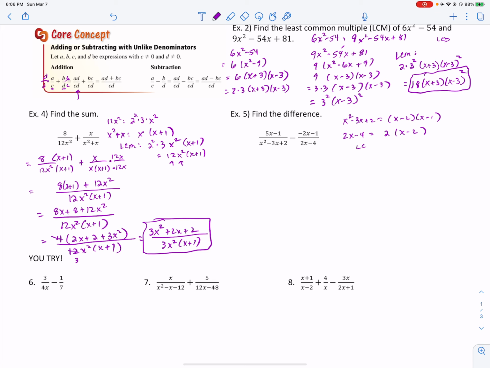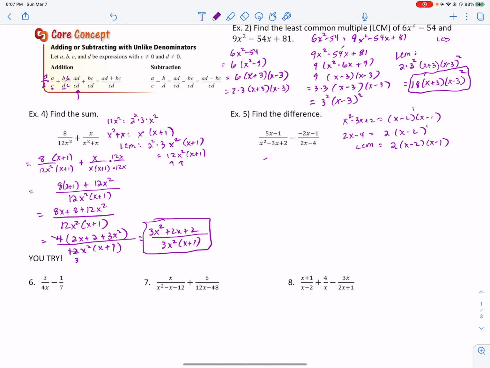So the least common multiple for those, which is going to be my least common denominator, is going to be, I have a factor of 2. I have x minus 2, and the highest power I see it in either one is to the first. That's all I need. And then I have a factor of x minus 1, so I need all of those.